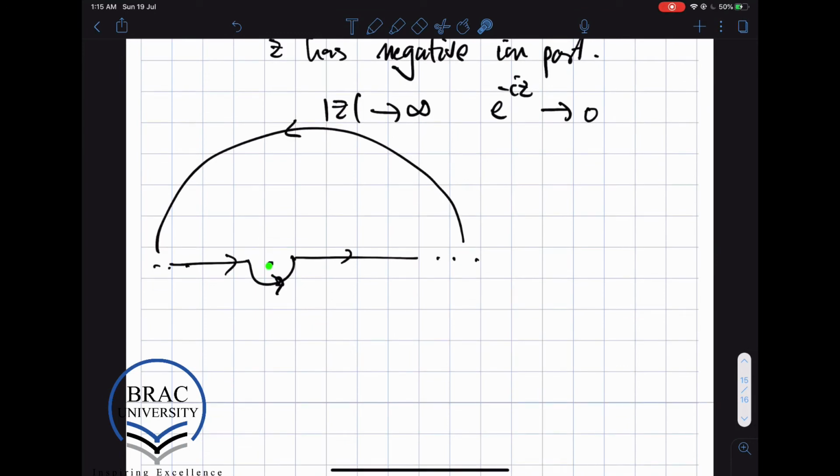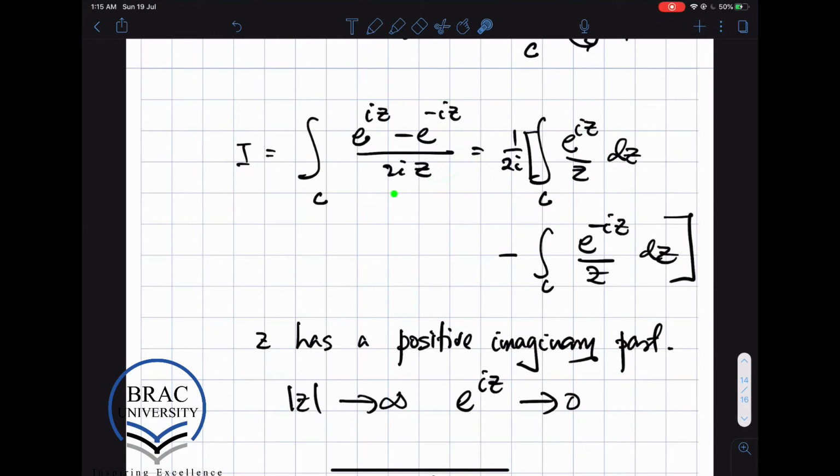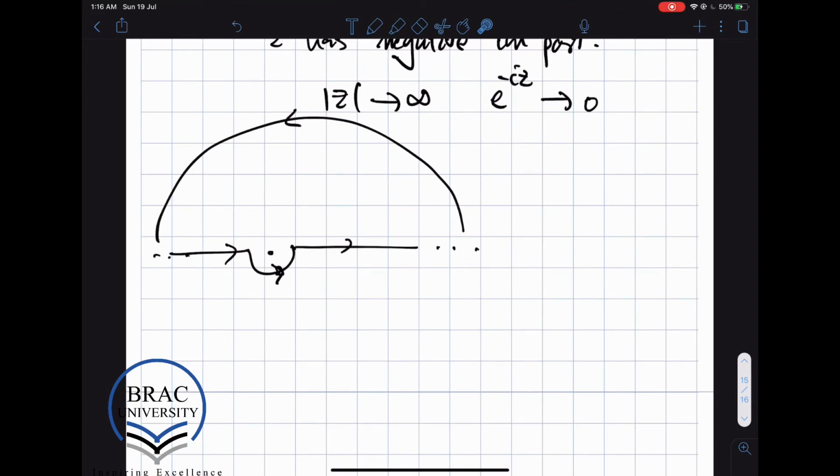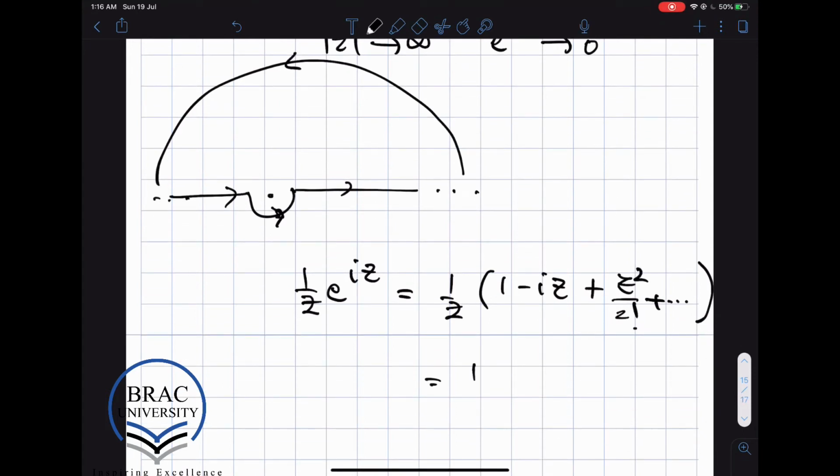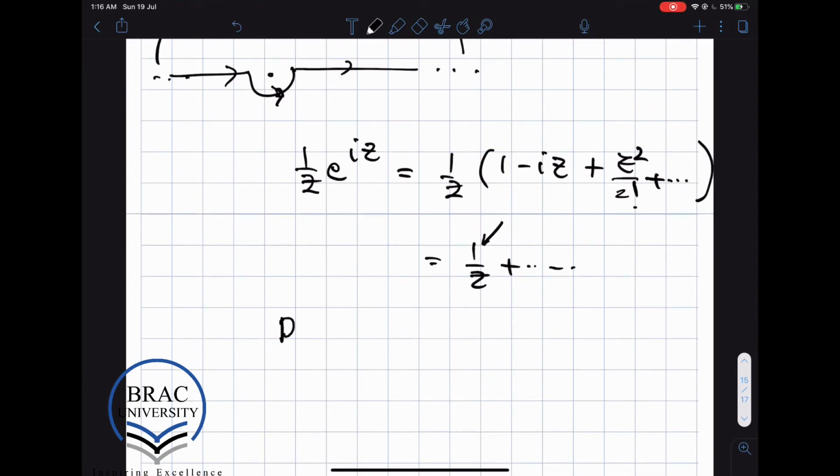There's only one singular point of this function, which is z equals 0. This function doesn't have a singularity at z equals 0, but this one does. So what is the residue? If I look at the function, it's 1 over z times e to the power iz. I just expand. This is a power series, so I get 1 minus iz, then i squared z squared over factorial 2, and so on. All I care about is the 1 over z term. This is the only 1 over z term, and the coefficient of 1 over z is 1. So the residue of e to the power iz over z at z equals 0 is 1.